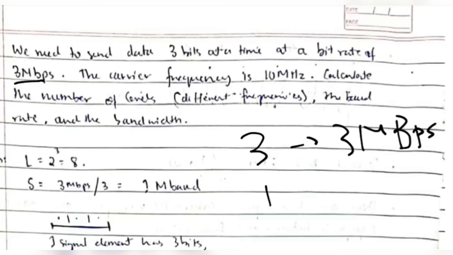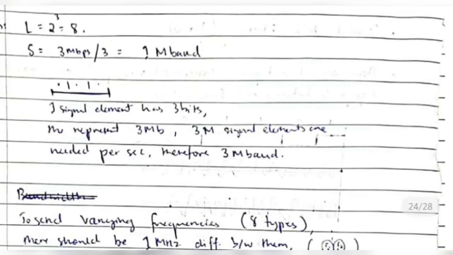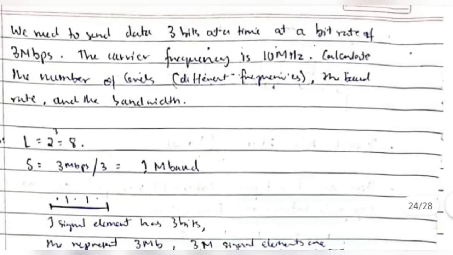So what will it be for 1 bit? 1 bit will be 1 MB per second, right? So for each signal element there will be 1 MB per second, therefore 3 MB per second divided by 3 is 1 baud. Baud is used for signal rate. So we get the baud rate as 1 M, and the next question is to find out the bandwidth.